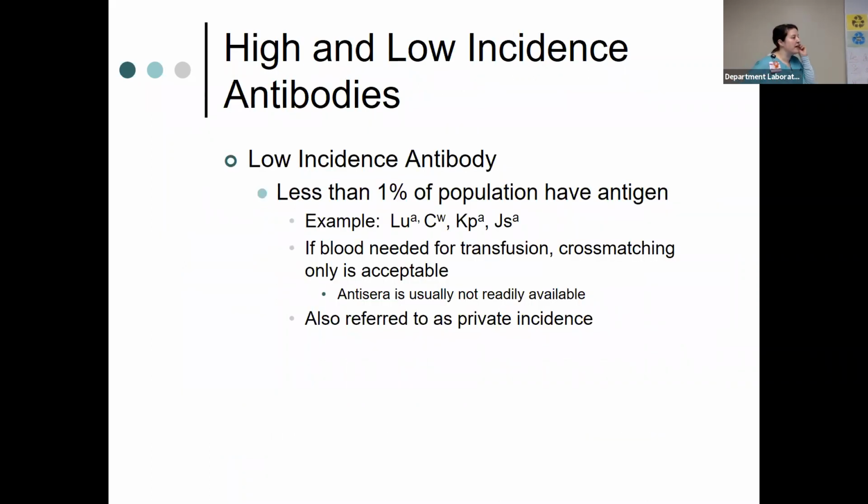And so just to give you that this is low frequency, meaning that about 1% only have the antigen, all right? The majority of the population is going to be antigen negative. And so think about what that means for our screening cells. All right, our screening cells are going to be antigen negative, so we're not going to be able to detect that antibody. Okay, that's the problem. Another word, low incidence or private. All right, so it's private because the majority of the population don't have it. All right, so it's usually private to that specific person that does have it.